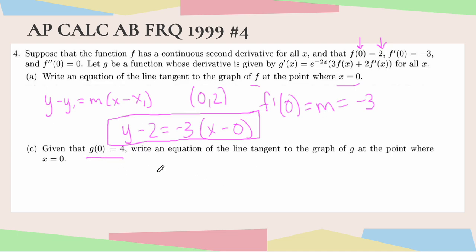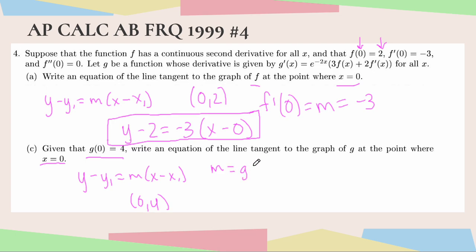Okay, moving on to part C. Given that g of 0 equals 4, write an equation of the line tangent to the graph of g at the point where x equals 0. All right, same formula, y minus y1 equals m times x minus x1. Okay, they give us our point here. They tell us when our input is 0, our output is 4. So our point is 0, 4. And now we have to find the slope.